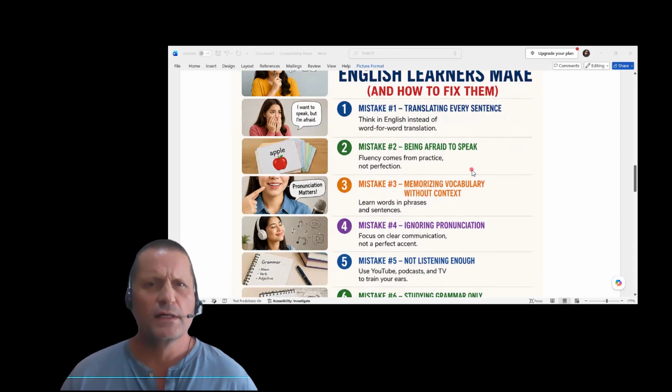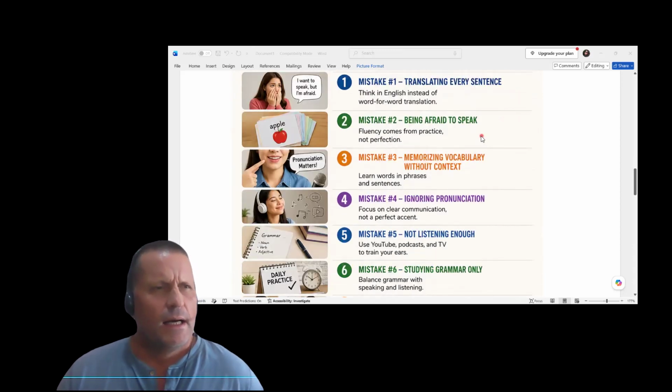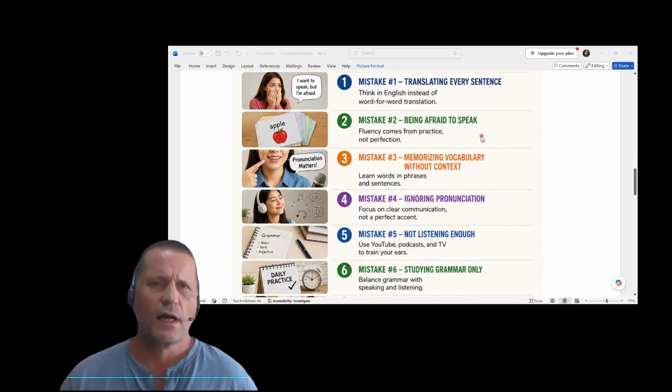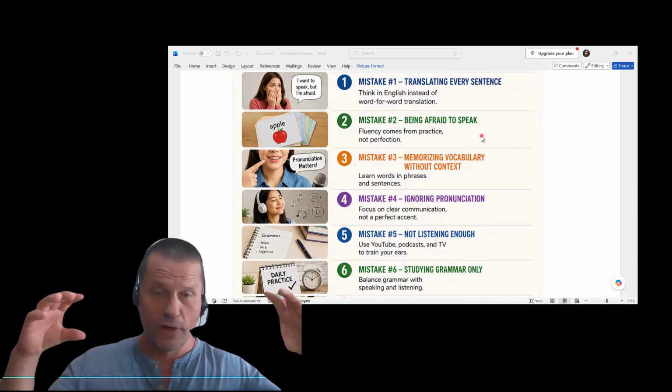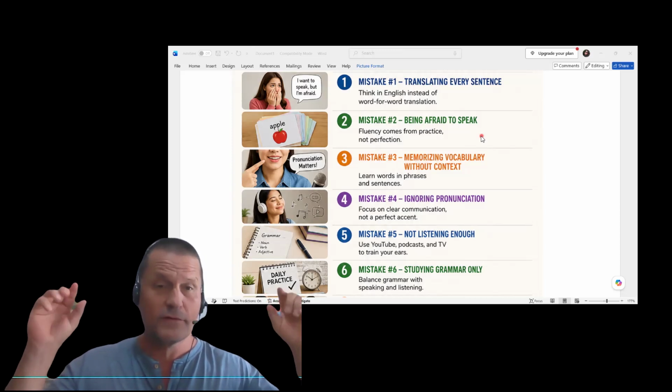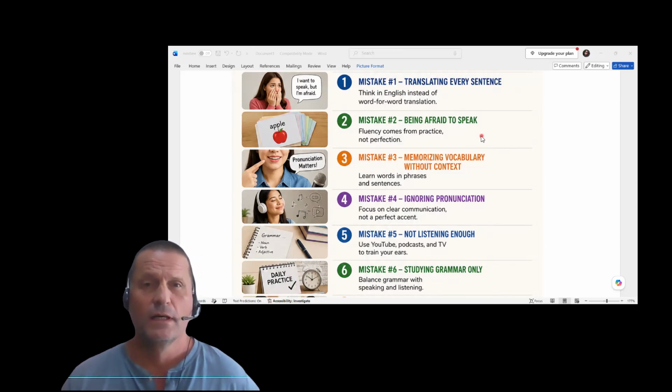Mistake two, being afraid to speak. That's a very common one because there are all kinds of personality types. If they're extroverted and they like to speak, you're not going to have a problem with a student like that. But if they're introverted and shy, maybe they have domineering parents on either side of them and they're afraid to make a mistake in front of them. I've seen that many times.